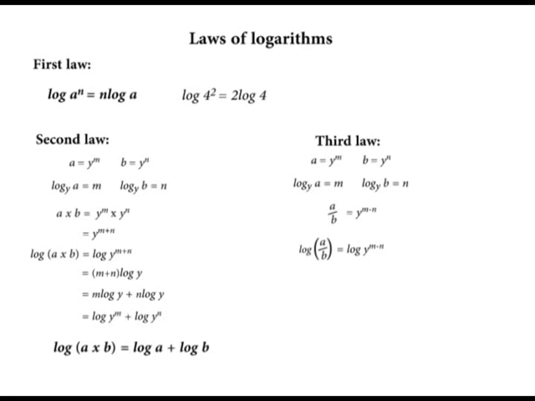Introducing logs now, log a over b is equal to log y raised to m minus n. Applying the first law, log a over b is equal to m minus n times log y. And then log a over b is equal to, we open the brackets, m log y minus n log y. If we reverse that rule, log a over b is equal to log y raised to m minus log y raised to n. But then y raised to m is equal to a and y raised to n is equal to b. If we substitute, we shall have log a over b is equal to log a minus log b, and that is the third law of logarithms.